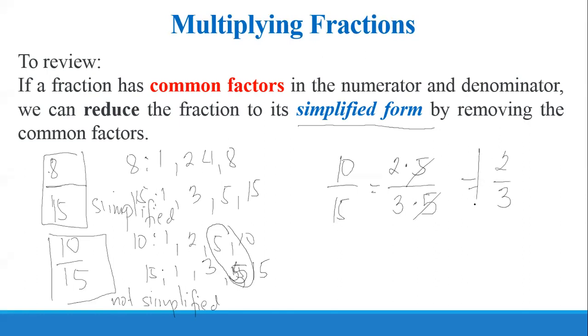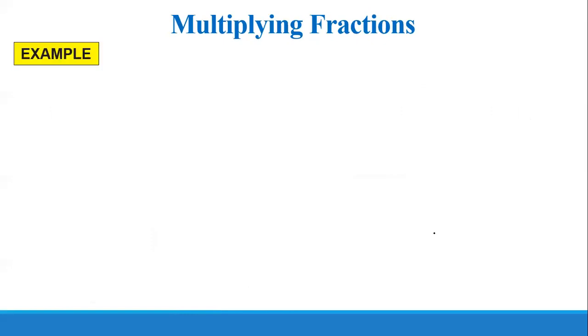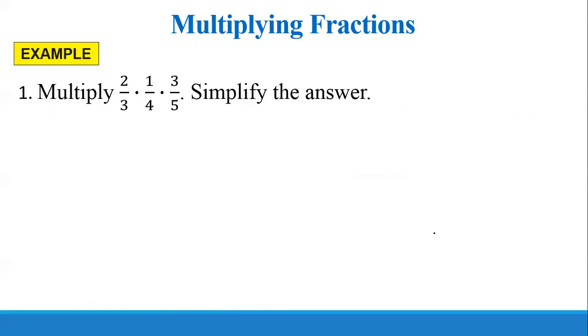Tama? Okay. So, ganon. Mas madali. Mas madali yung pag-simplify ng fractions before you multiply them. So, you will deal with smaller numbers to make it easier. Let's have an example. Multiply 2/3, 1/4, and 3/5. And then simplify the answer. So, what makes this example different? Ano yung pagkakaiba niya?